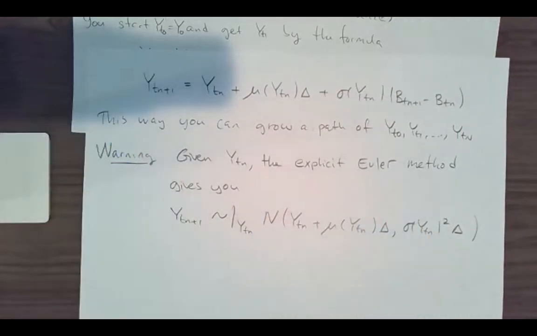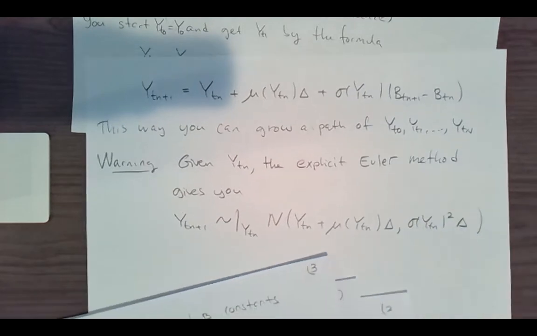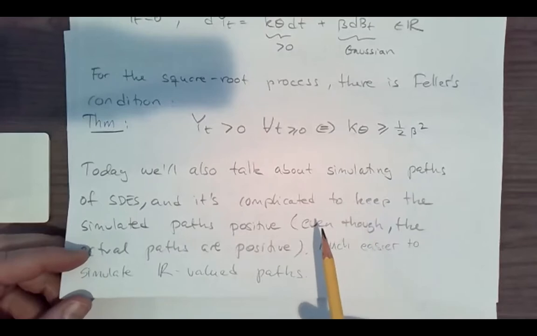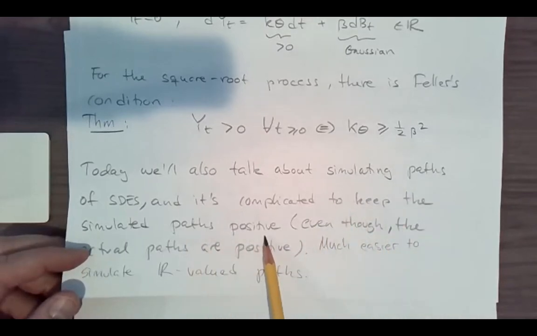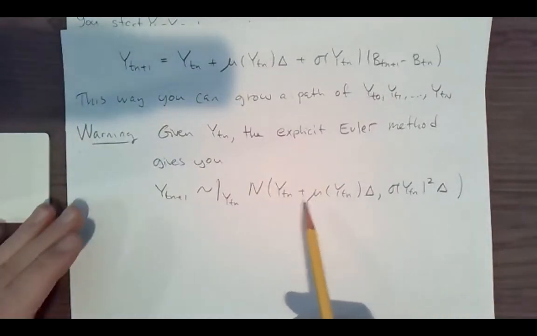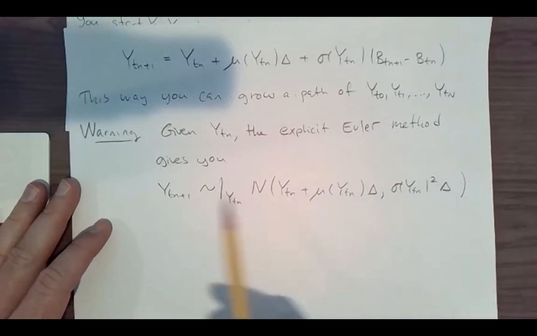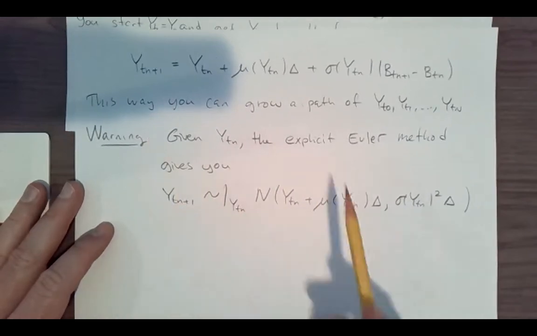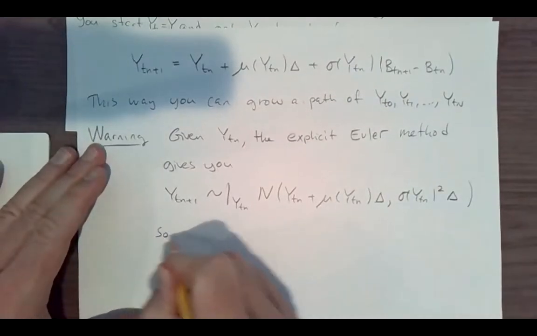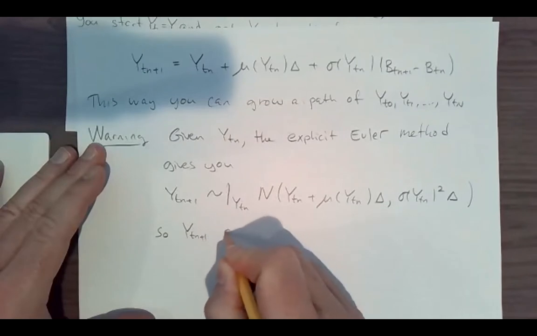Right, so you can see now that this goes back to one of the earlier comments about simulation. Let me just bring up that slide again so we can tie it together. This comment here: we are talking about simulating paths right now, and it can be complicated to keep them positive. And why is it complicated to keep them positive? Well, because you have a Gaussian structure here. It's always Gaussian. If you are at a point Y_{t_n}, then the next value you get from this method is going to be Gaussian in distribution, so it's going to be all over R. So it can in particular go negative. So Y_{t_n} can always go negative.